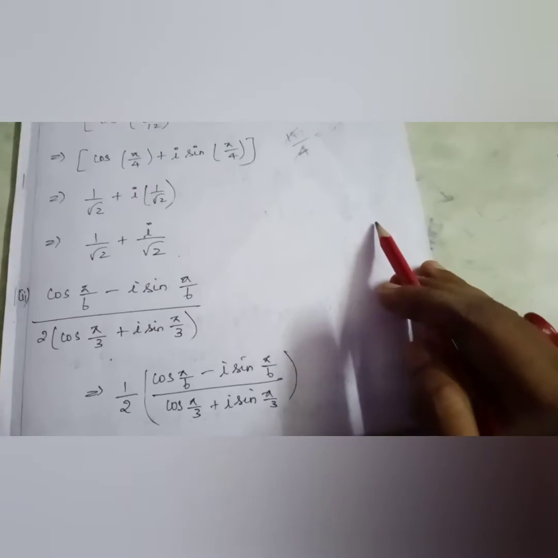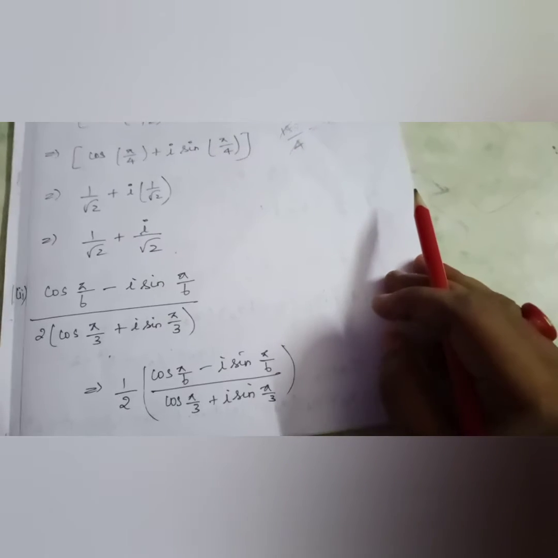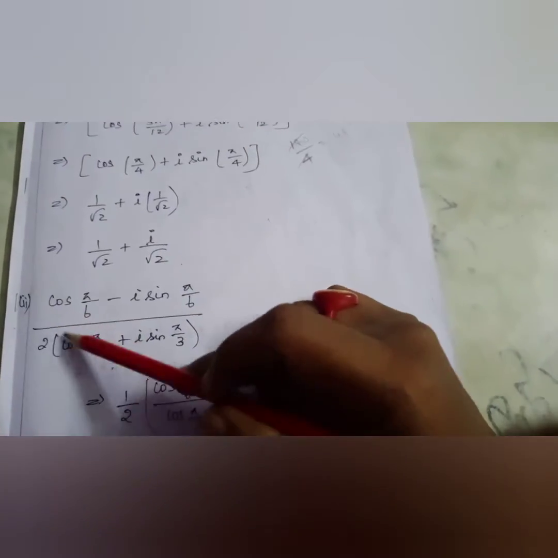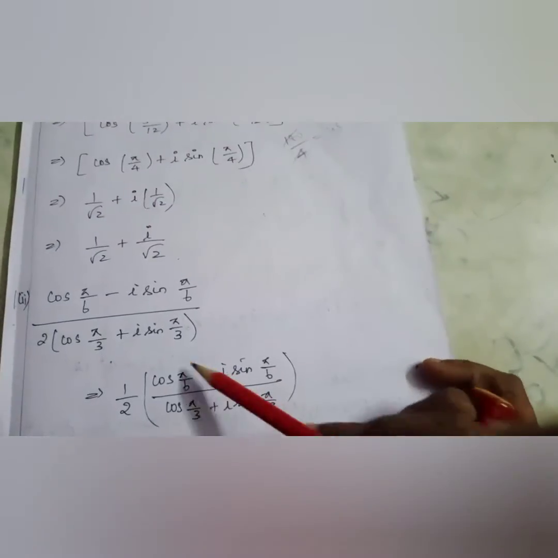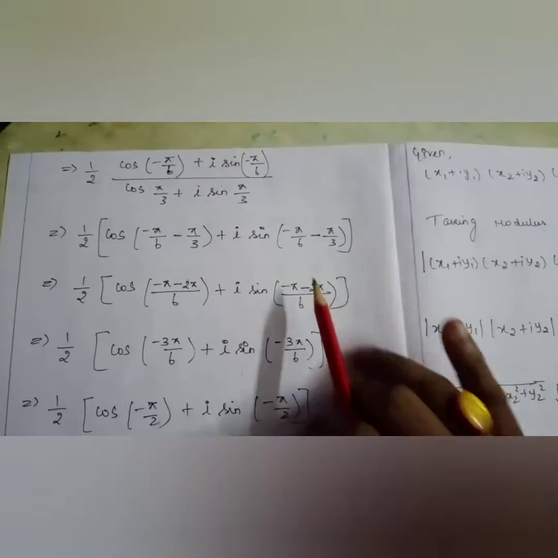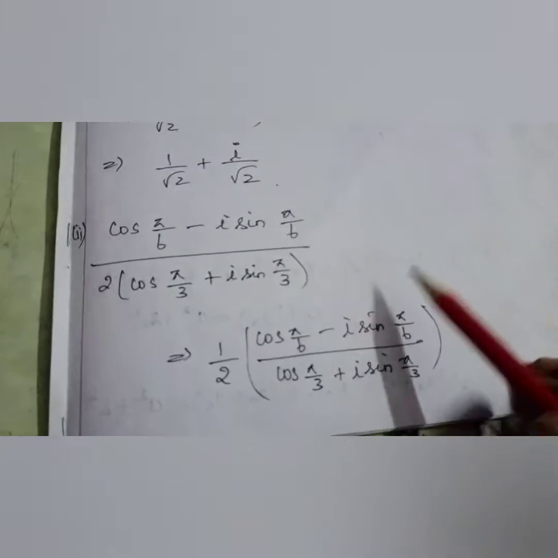Now the next sum, second subdivision: cos pi by 6 minus i sin pi by 6 divided by 2 into cos pi by 3 plus i sin pi by 3. First this 1 by 2 is disturbing, so we will take the 1 by 2 outside and write the expression alone, that is cos pi by 6 minus i sin pi by 6 divided by cos pi by 3 plus i sin pi by 3. Now after writing that, listen carefully.